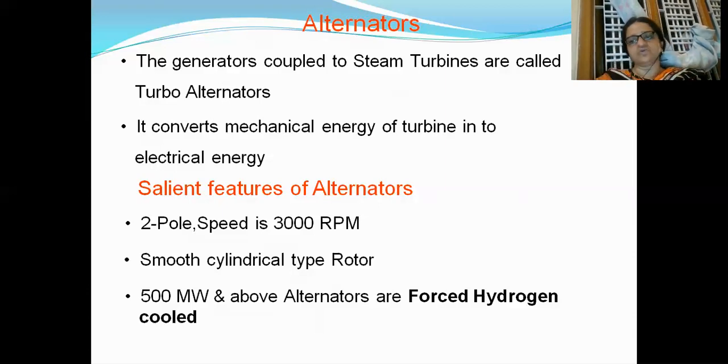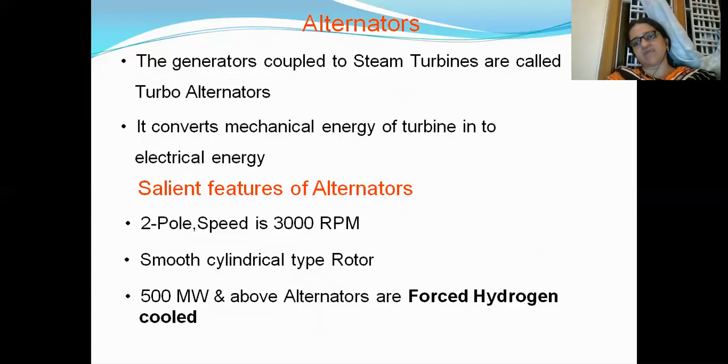Usually you have two poles. Why? Because to obtain high speeds you need fewer poles, as Ns is 120 f by P. If the number of poles is less, the synchronous speed of the alternator will be very high. Usually the ratings of these alternators are 500 megawatts and above.